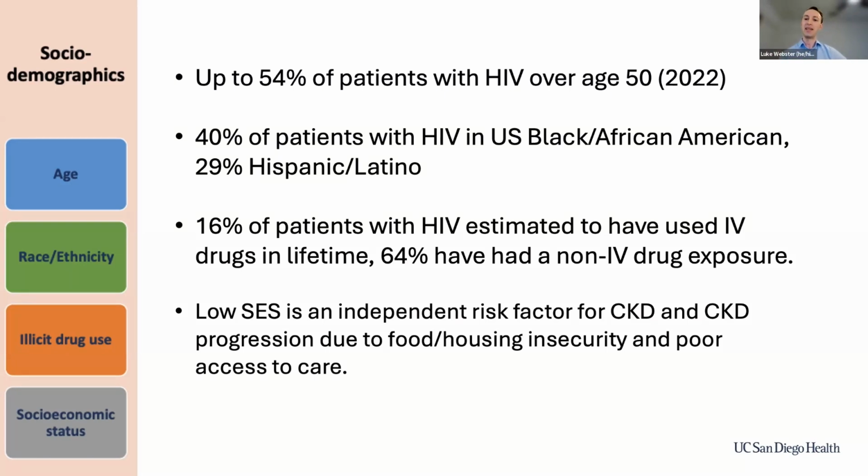Cocaine can be contaminated with levamisole, causing things like ANCA vasculitis. IV heroin can cause collapsing FSGS, or even just chronic IV drug use can lead to amyloidosis. And then lastly, but certainly not least important, a low socioeconomic status is bad for all markers of health. And one of those markers is chronic kidney disease. So it's an independent risk factor amongst all patients for developing CKD and CKD progression due to poor housing insecurity, poor access to food, and maybe lack of access to care.